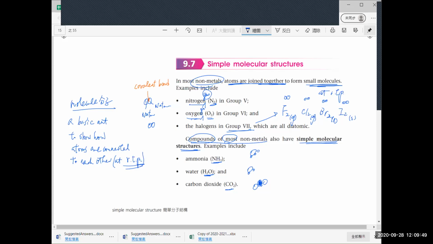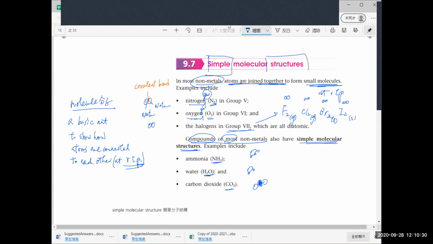So indeed in our Earth, we will also find those, right? While this structure is not a giant structure because it gives you a definite number of atoms connected to each other. For example, H2O, we have got 3 atoms only. Ammonia, we have got 4 atoms only, but not an extended network. So we will call that a simple molecular structure instead of giant structure. So this is the first thing I would like to talk to you about, the word simple, 簡單結構.